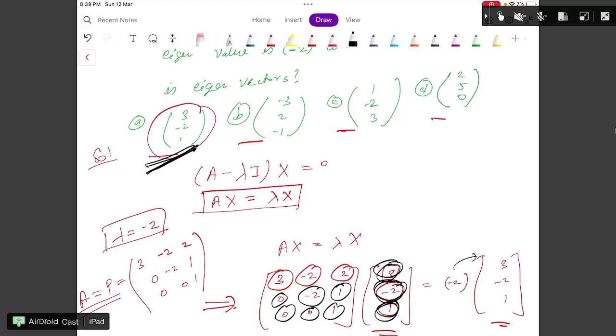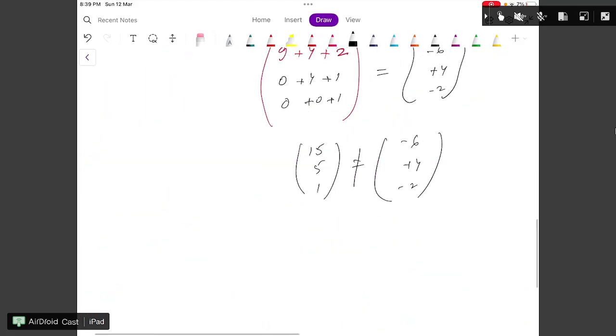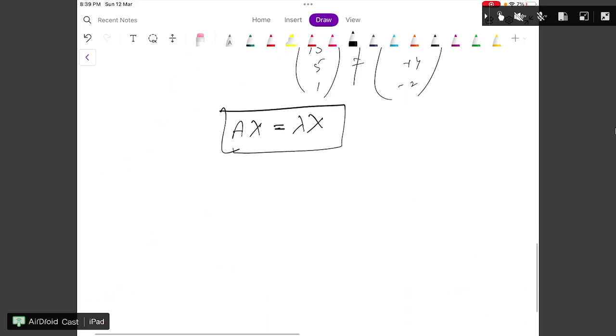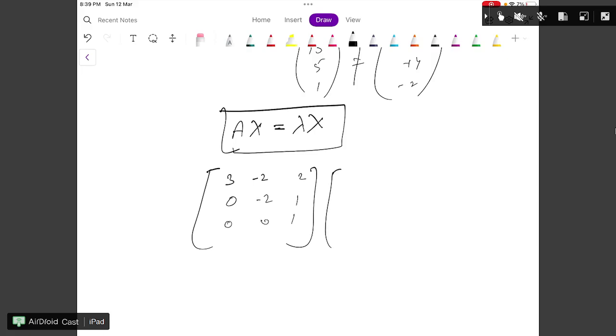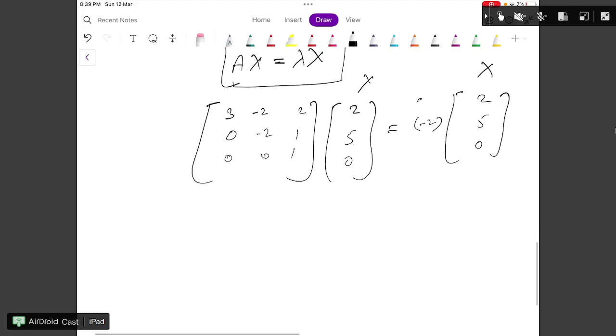Now suppose I take option D. So just substitute option D. So again, Ax = λx. I am substituting. The A matrix is given as 3 -2 2, 0 -2 1, 0 0 1, and the x vector I am taking is 2 5 0, and my lambda value is -2 times 2 5 0. This is the given vector X. Okay, now just solve it.